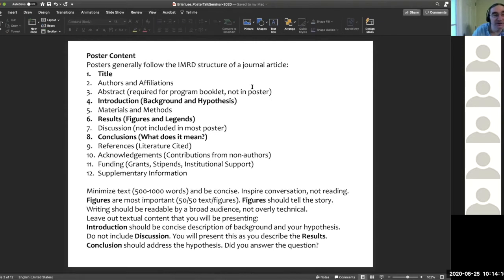Next section is results. The results is really the bulk of the poster. The poster should really be built around the figures. There should be brief, concise legends that go with each of the figures. But the figures you really want to stand on their own as much as possible. So making clear and understandable figures is very important.